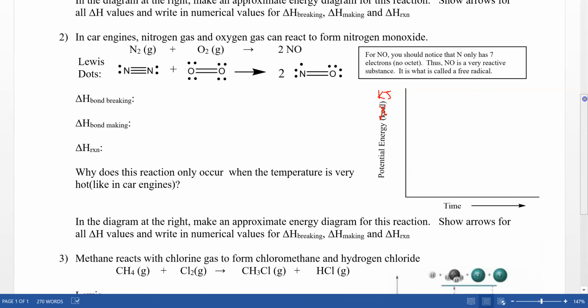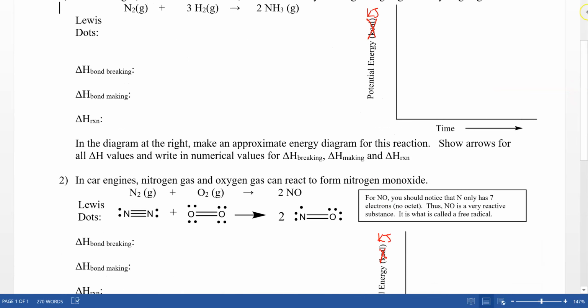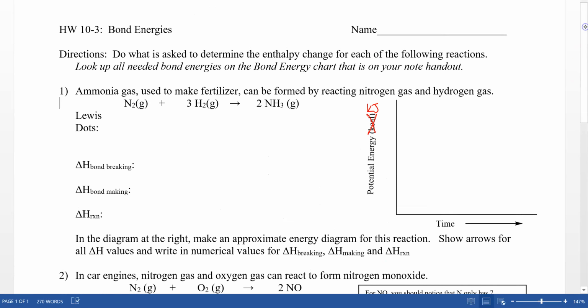Okay, don't forget, especially for some of them, you have to do your Lewis dot. So make sure you know what your Lewis dot looks like. In this case, it's not a single bond, so make sure you're getting the right Lewis dot for your N2 gas. That's it for now.